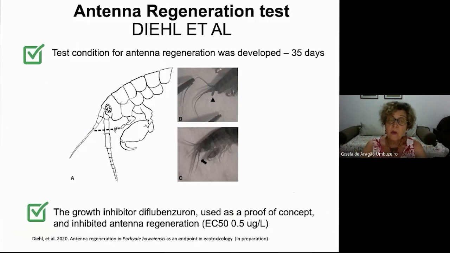We tested the growth inhibitor pesticide diflubenzuron, and this compound inhibited antenna regeneration with an EC50 of 0.5 micrograms per liter, so it's in the PPT level. This was very interesting. We are now preparing the paper for submission.